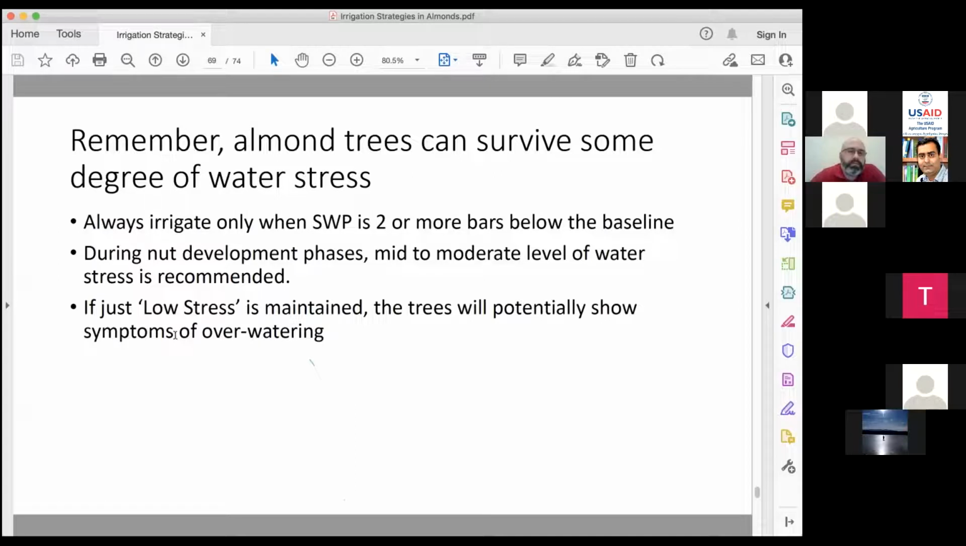That means that a low stress is not enough stress for almond trees. So we need to just stress them a little bit through the season. That is now still different from the drought conditions or severe stress. So that is the reason when I started with the first slide, I mentioned that we have to walk a fine line between giving too much stress versus giving too much water. So mild stress is always good for your almond trees.